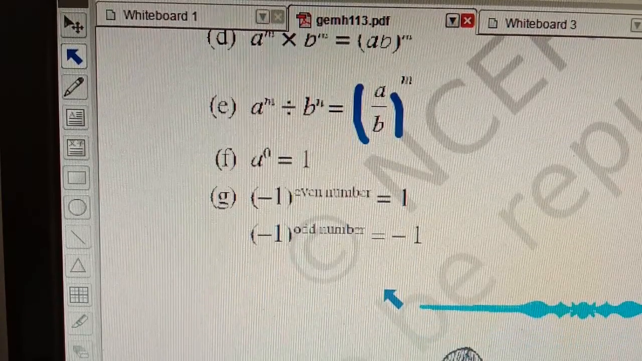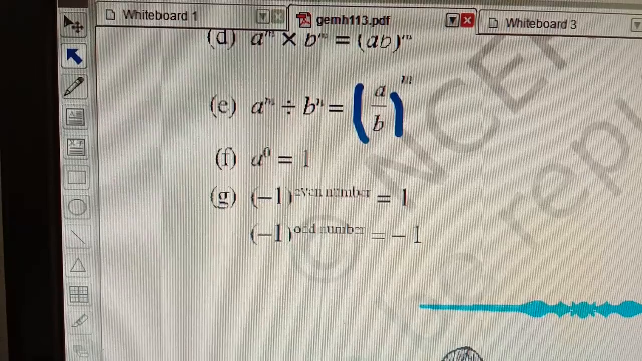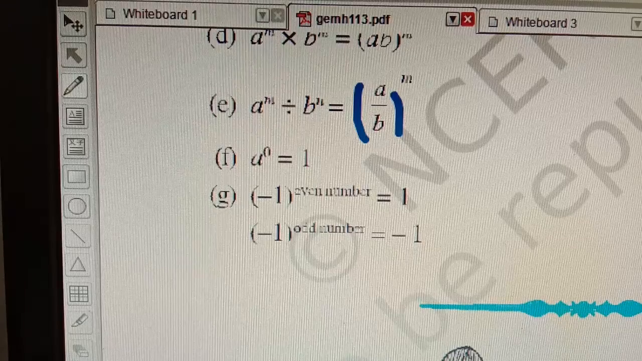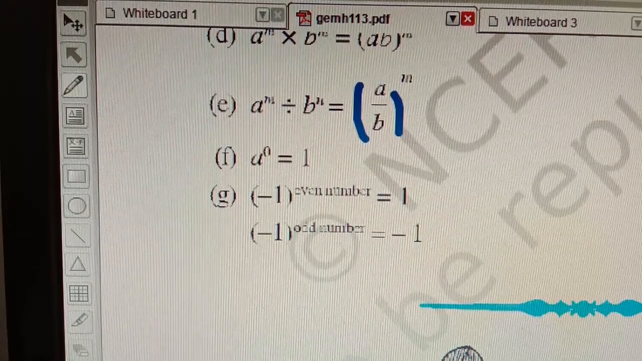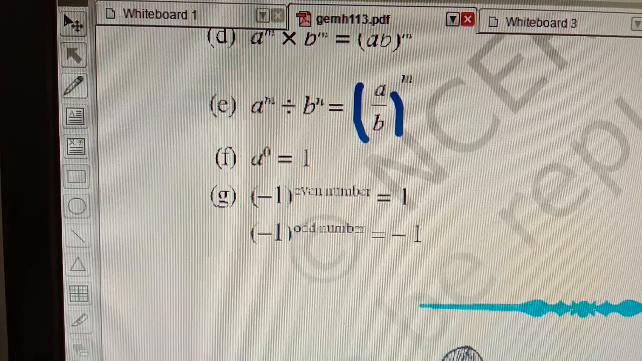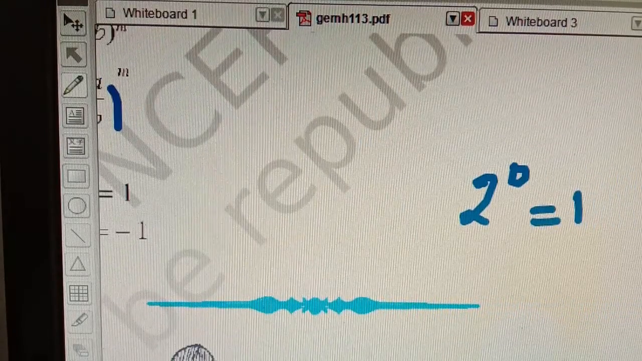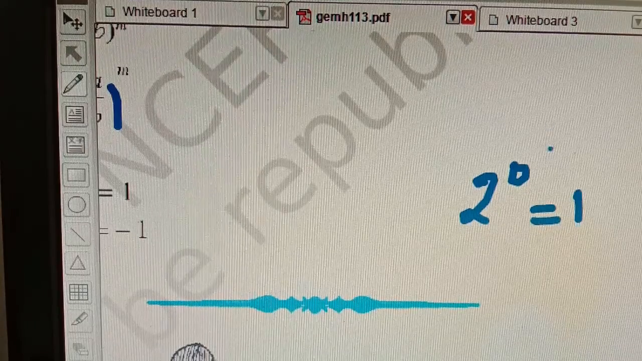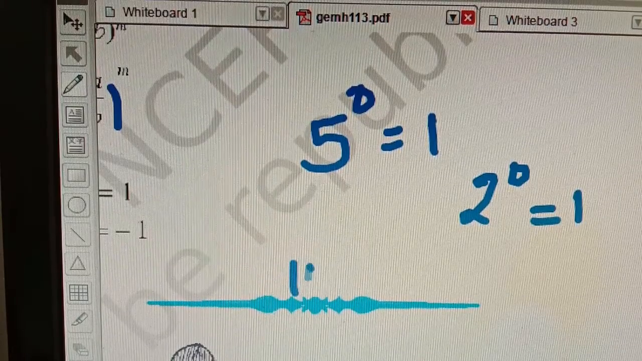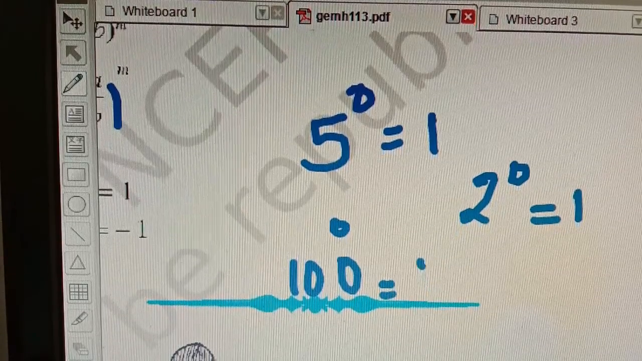Okay, the last laws, listen once more. Here a to the power of 0 is equal to 1 means any number to the power 0. If I give 2 to the power 0, that is equal to 1. The same way, any number to the power 0 is 1. So if I write 5 to the power 0, that is also 1. Or 100 to the power 0, the value of 100 to the power 0 is also 1.